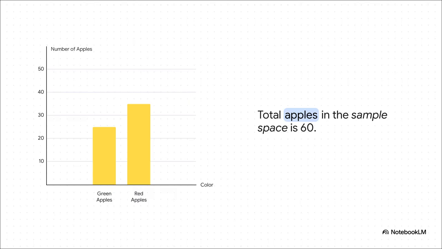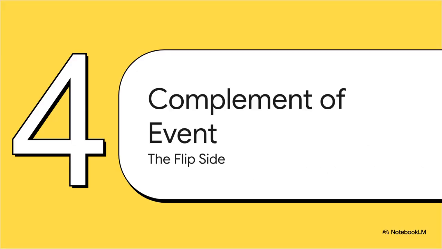Now, if we want to calculate the probability of blindly picking a green apple, our n of A is 25. So we place 25 over 60. And when we simplify that fraction, we arrive at a perfectly reduced probability of 5 over 12. See? Not so bad.